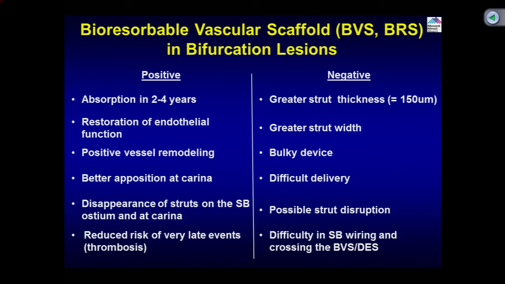And so the technique of what we do with the metal DES is different than what we are going to do with the BVS. Yes, but the key is that if you do it right, long term it may be much better. Why? Because the struts or scaffold at the ostium will disappear. While there always will be a little metal stent strut on the side branch ostium, with the BVS that will disappear. So the long run may even be better. And even the carina may be better long term, no?